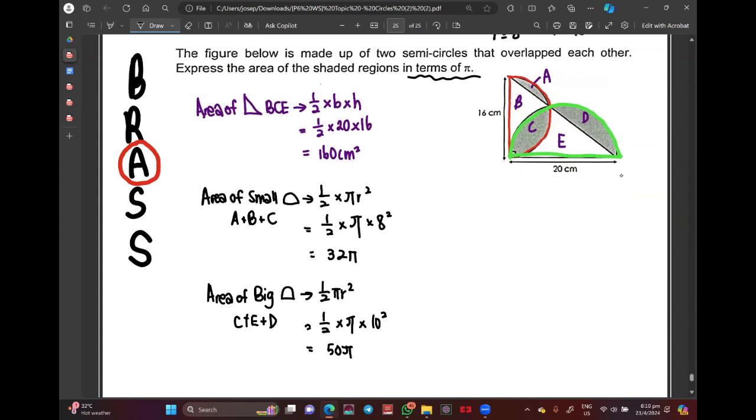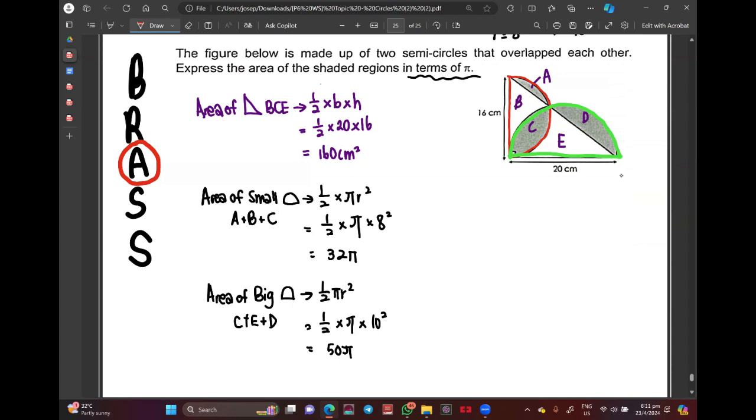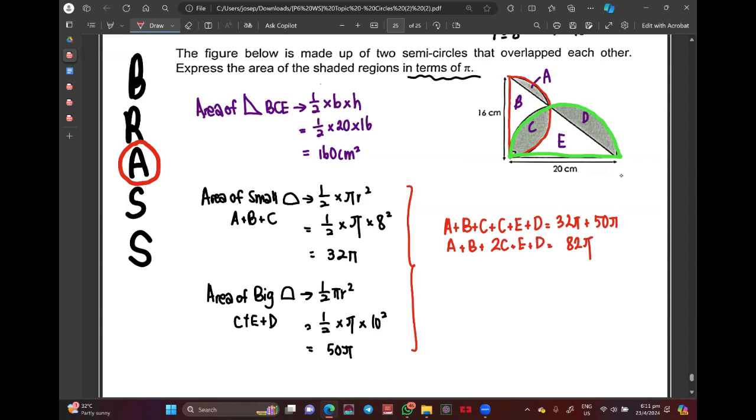Now, what is our job? We want to get to A, C, and D only. So I'm going to show you what I'm going to do. I'm going to add these two up together. A plus B plus C plus C plus E plus D. Agree so far? That becomes 32 pi plus 50 pi. Is this something that you can understand? 82 pi. Because both is pi, so I can add them together. What do I have? A plus B plus 2C plus E plus D. This is what I got.